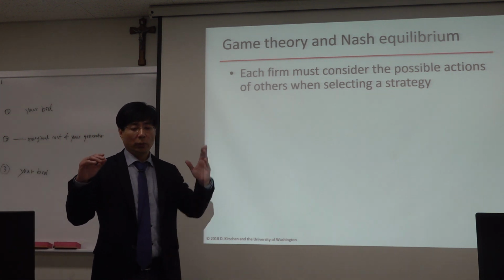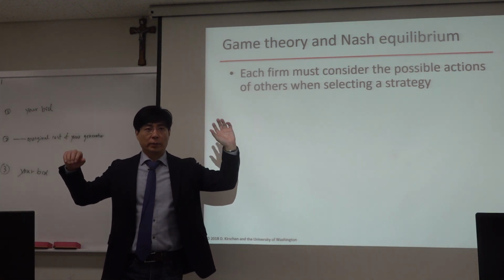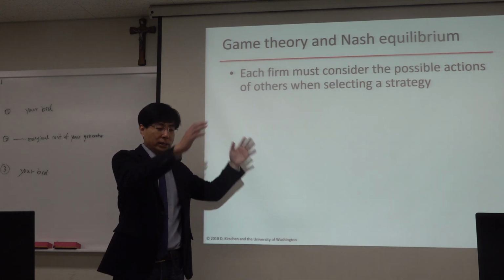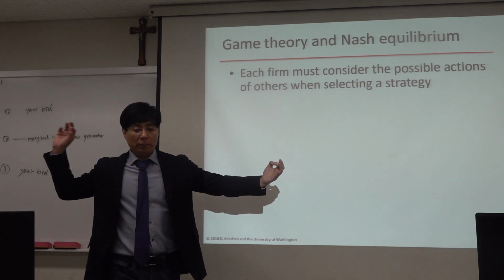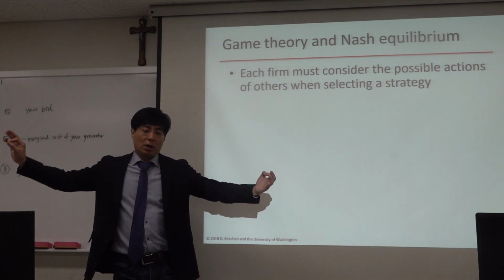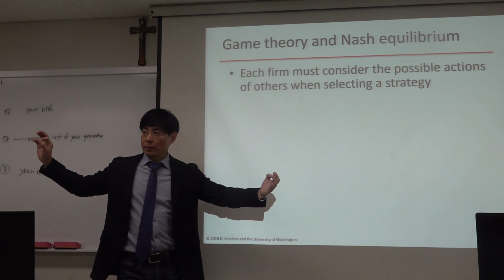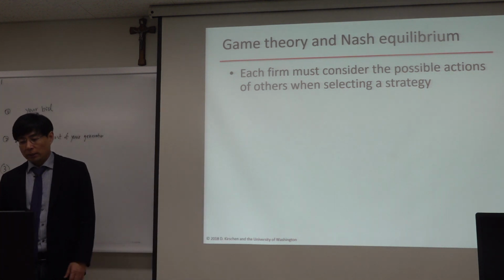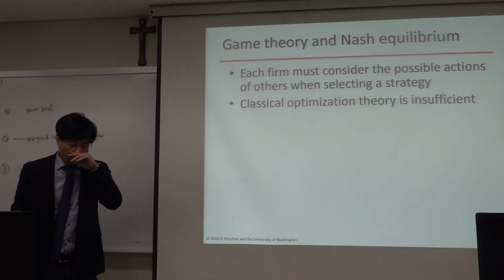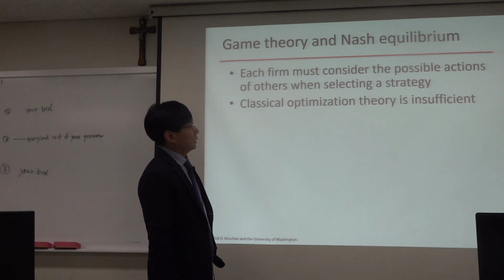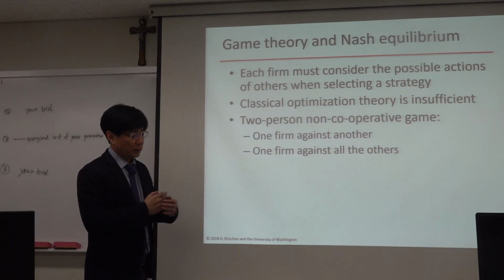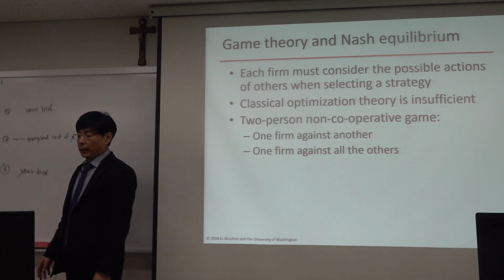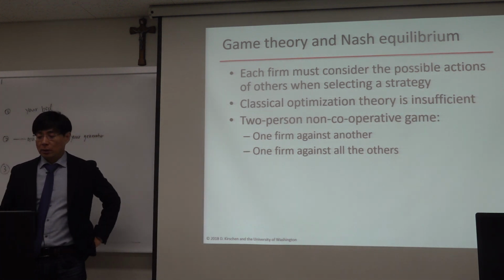So that's the difference between optimization and game theory. In optimization, you only need to focus on maximizing my profit. The variable is just my strategy only. But in game theory, I also need to consider other players' strategies. Okay? That's the key difference between game theory and optimization. So classical optimization theory is not sufficient here. And game theory is a huge field. This is a one semester course, so we only briefly talk about that.